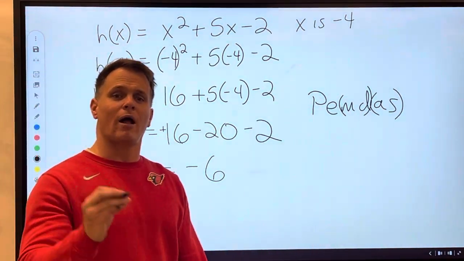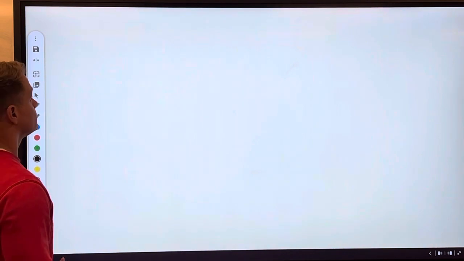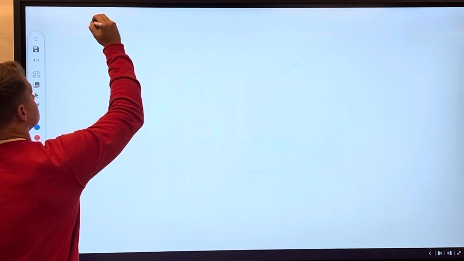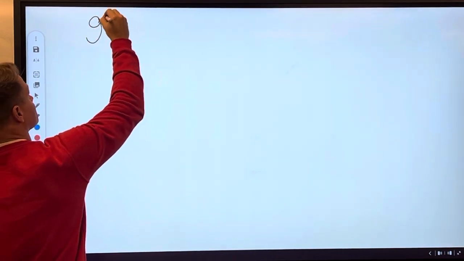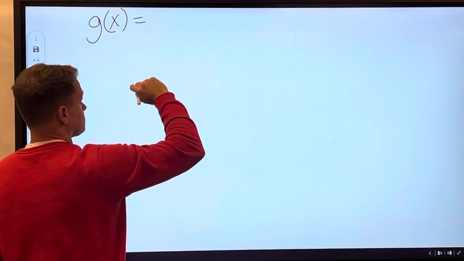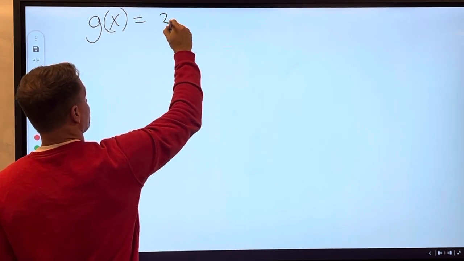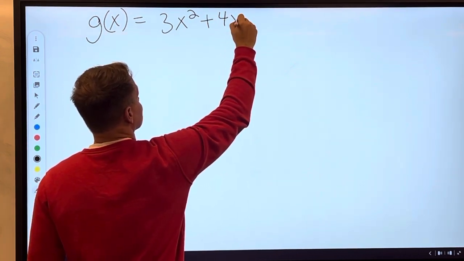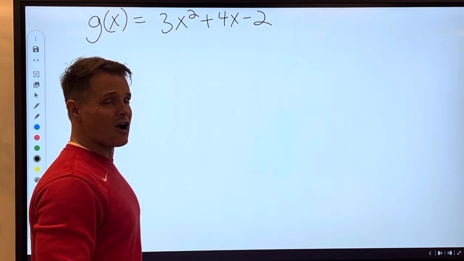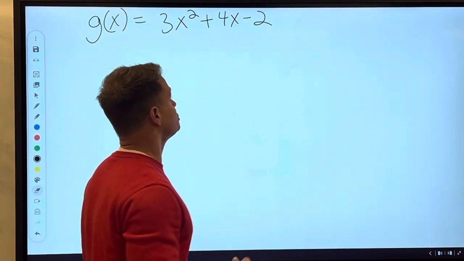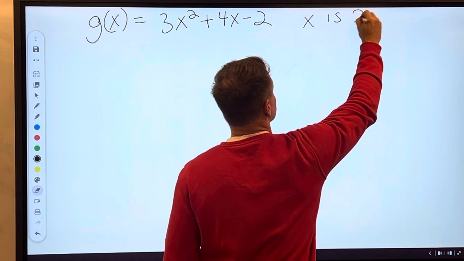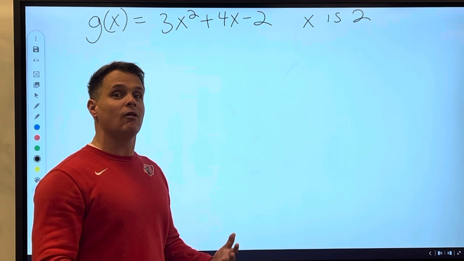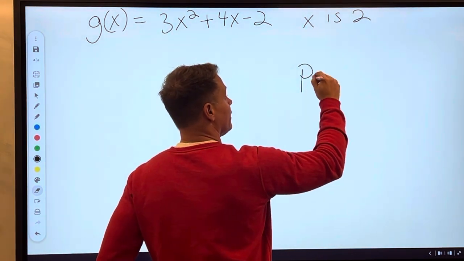Now, I'm going to give you one to try on your own. And I'm going to do it too, and let's see if we come up with the same answer. Let's say we have g of x equals 3x squared plus 4x minus 2. And let's say our x is the number 2. So when x is 2, this is going to be a little bit more complicated. We want to make sure that we follow the order of operations. Very important here.